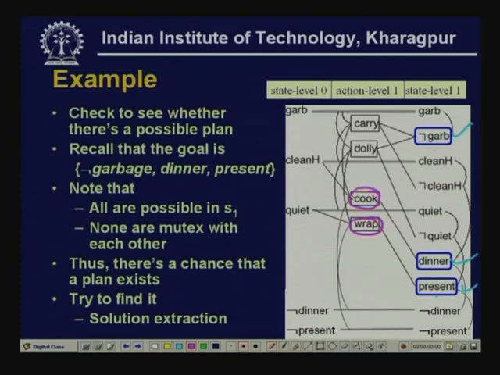Now, carry is mutex with cook. So, we cannot take carry, then we have to consider dolly. Dolly is mutex with wrap, so we cannot take the action dolly. So, in none of these ways can we satisfy the not garb action.